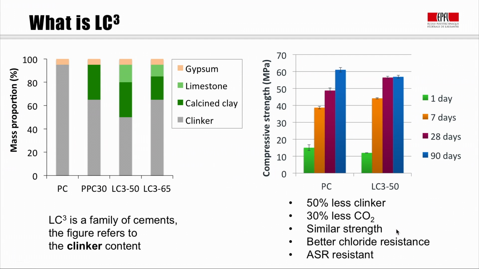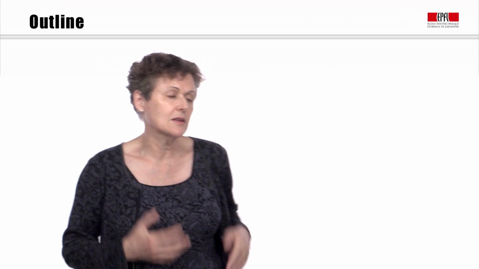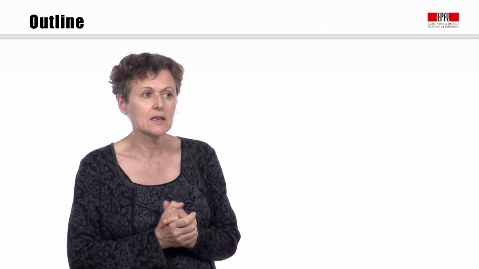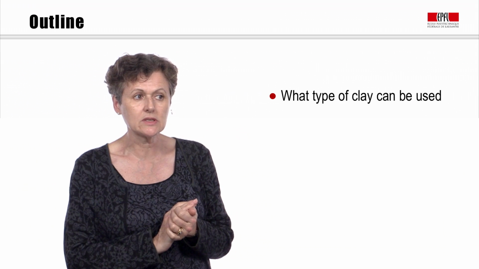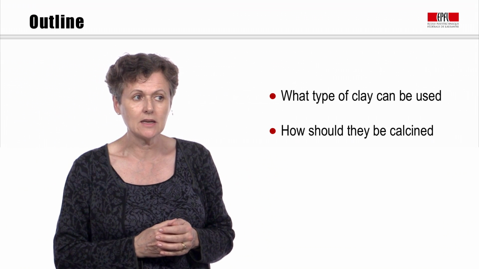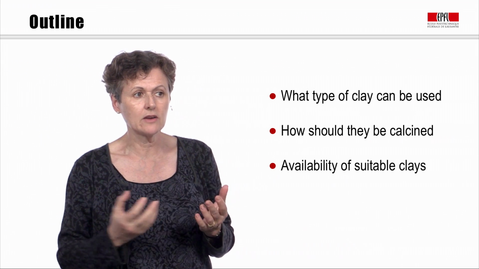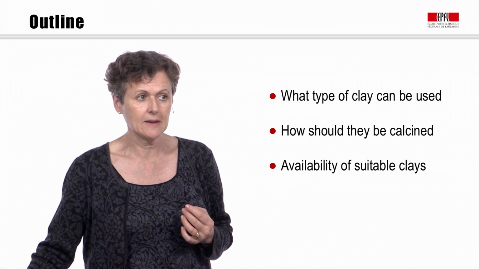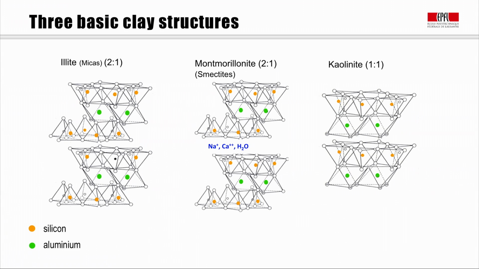We get, as I said, similar strength. And in some respects, we have quite a big improvement in the properties, particularly in respect to chloride penetration and to alkali silica reaction. So in this module, what we're going to talk about is what types of clays can be used, how they can be calcined, and where we can find the kind of suitable clays in the world today.